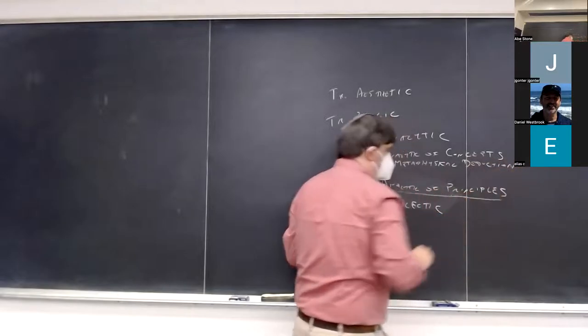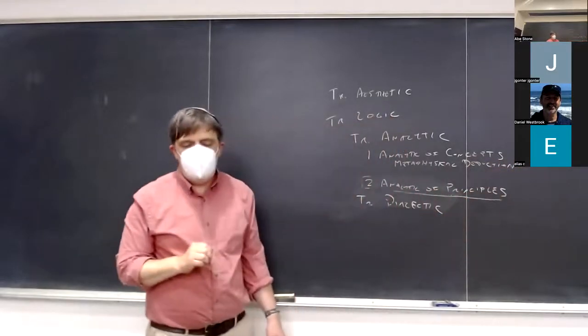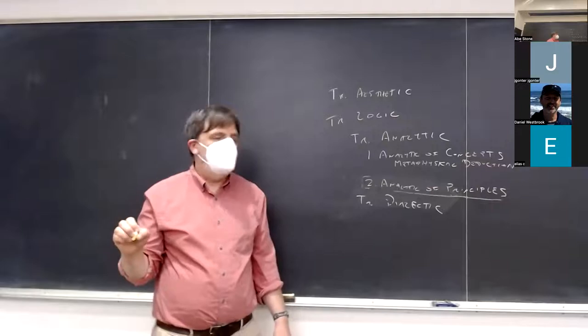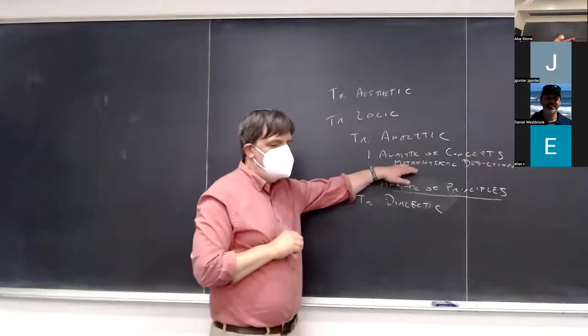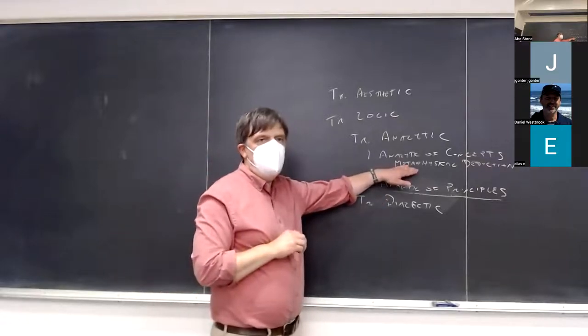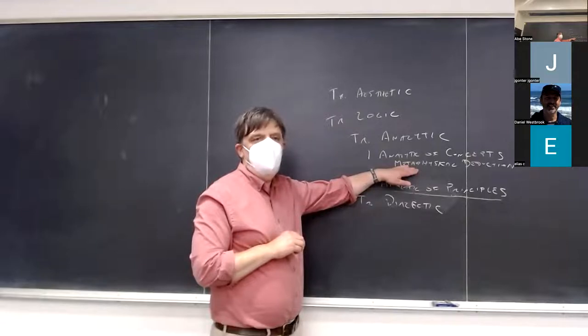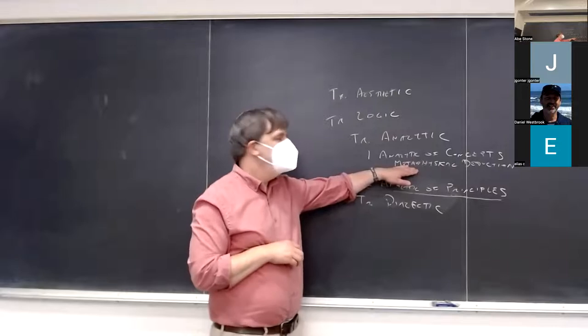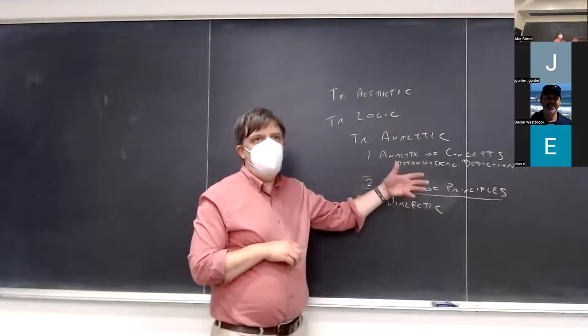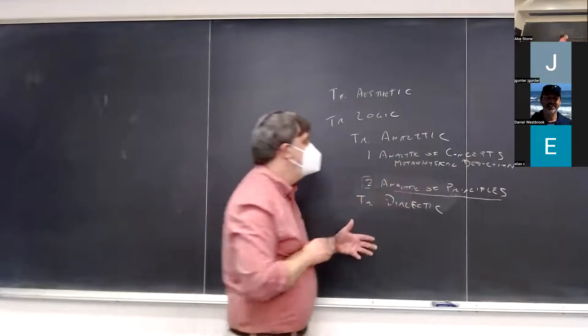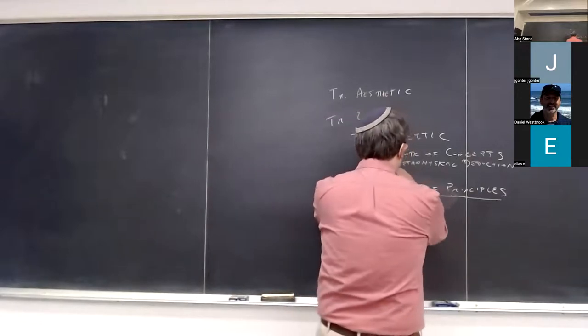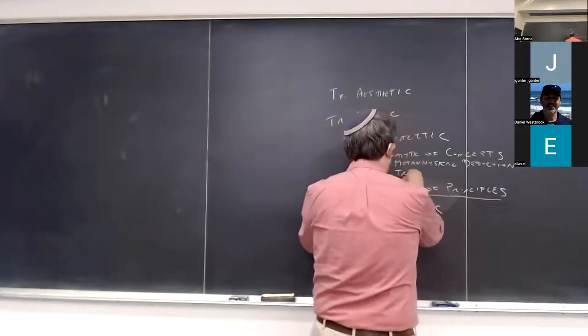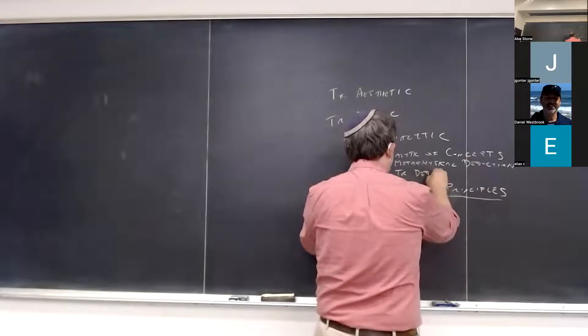People call it that because Kant himself calls it that at one point later on in the text. But the official title of it is the clue to the discovery of all pure concepts of the understanding. Some long thing like that. I might have left out a word or two. You can see why people prefer to call it the metaphysical deduction. So there's the metaphysical deduction, and then there's the transcendental deduction.